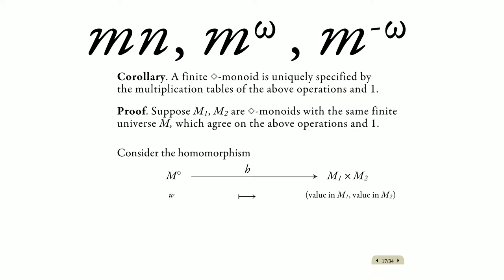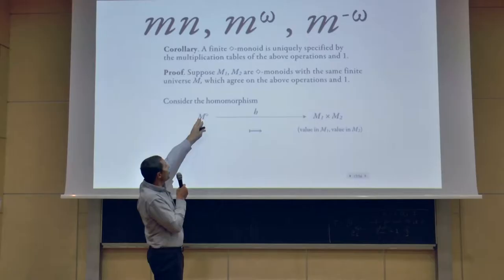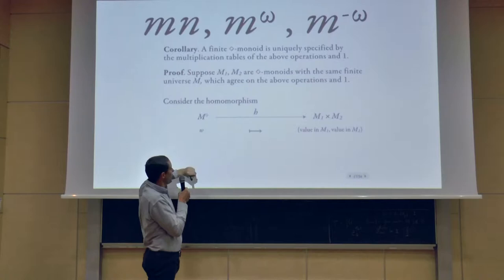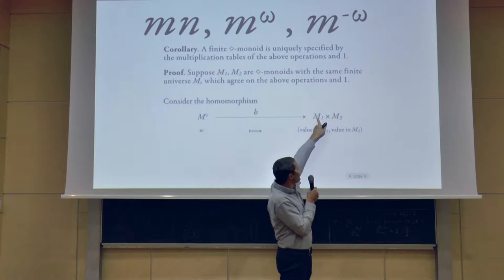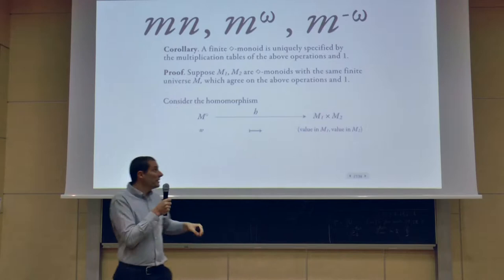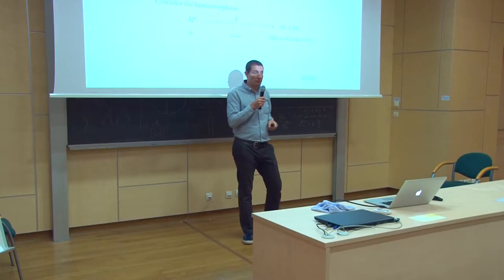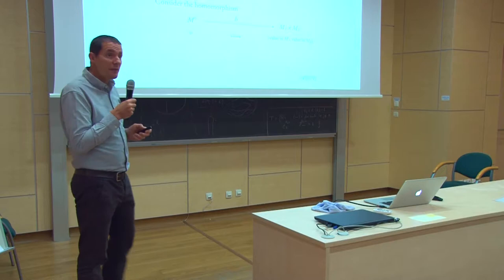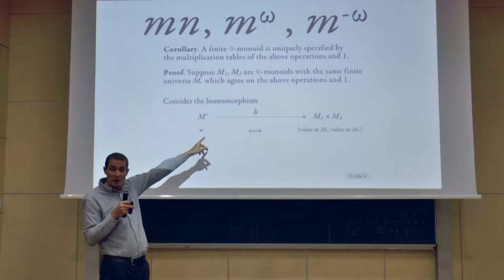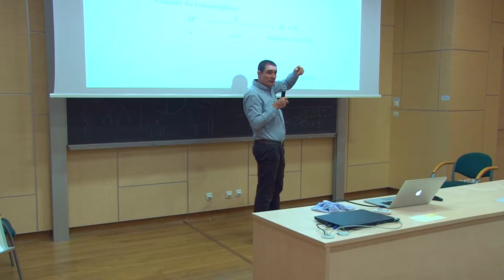So why is that? Consider the homomorphism which goes from chains over this common universe to pairs of chains, so to pairs, and the universe is the same. So this is M and M twice. What it does is it inputs a chain, and it multiplies it in the first monoid and multiplies it in the second monoid. A very natural homomorphism. If I apply the theorem, then the theorem tells me that the image of this homomorphism is the smallest subset of M times M which contains the single letters, is closed under binary multiplication, and omega and reverse omega power.